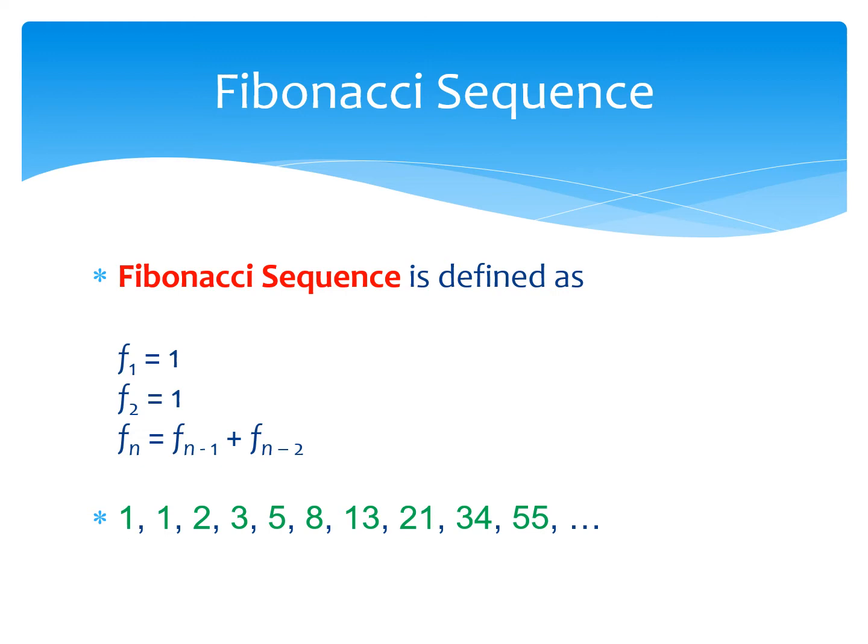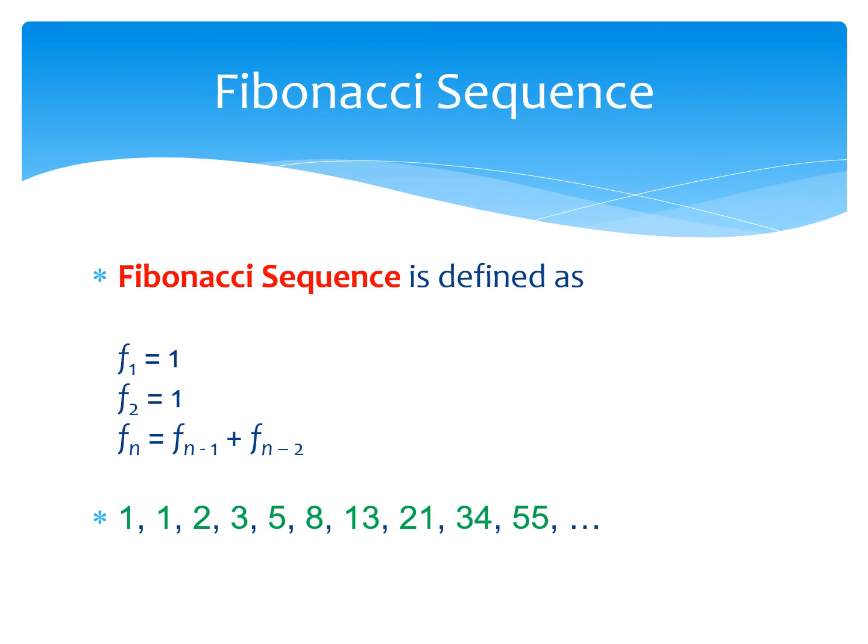So what is the Fibonacci sequence? As shown on the screen, the Fibonacci sequence is a series of numbers called Fibonacci numbers. A Fibonacci number is defined as f subscript n, that is the sum of the previous two Fibonacci numbers, where the first two numbers f1 and f2 in the sequence are 1.